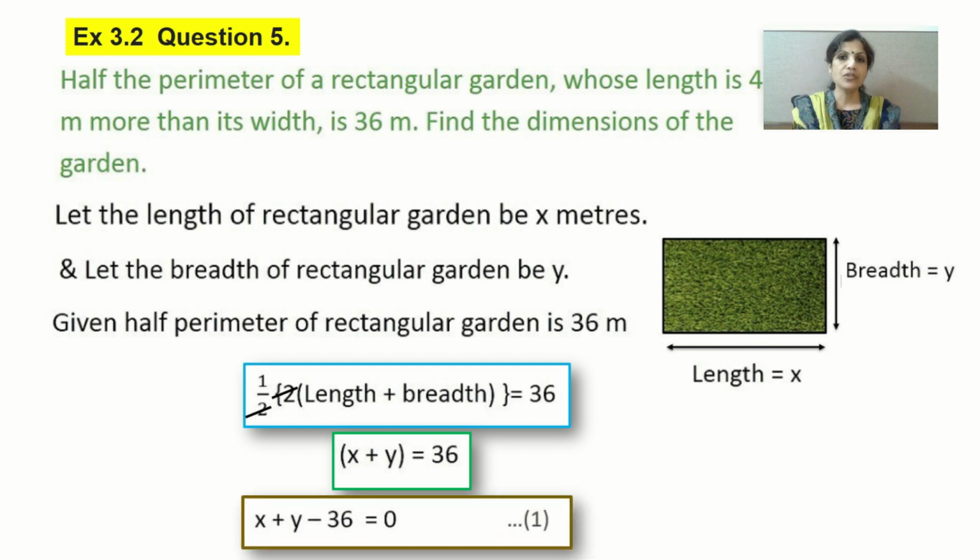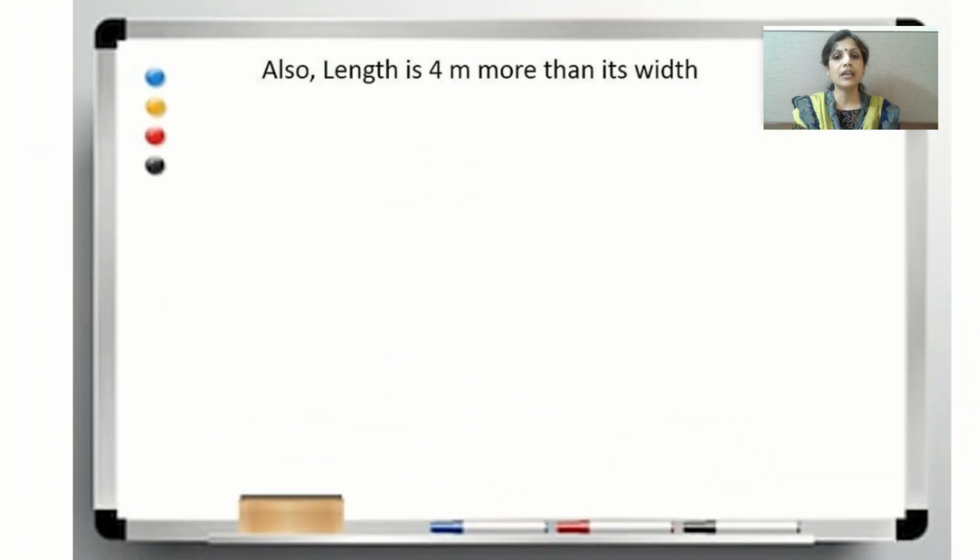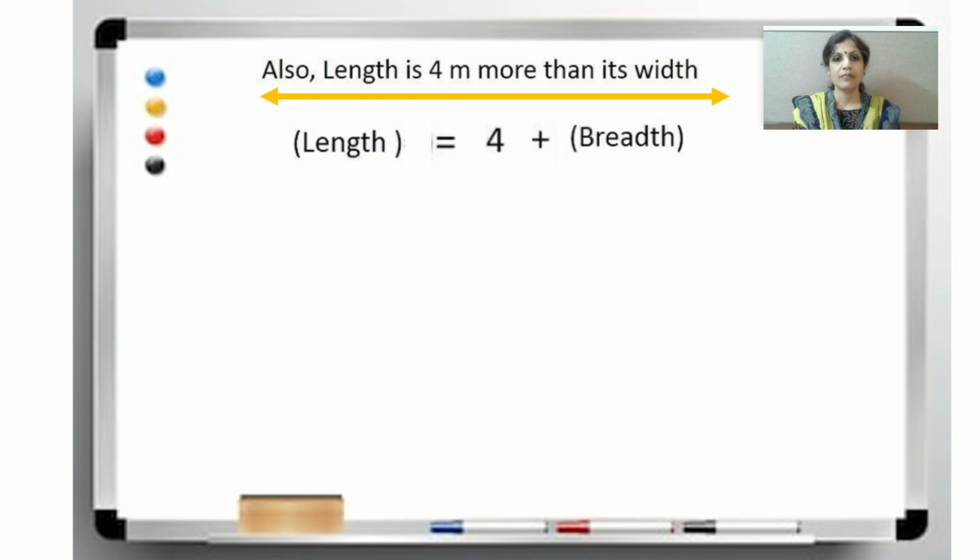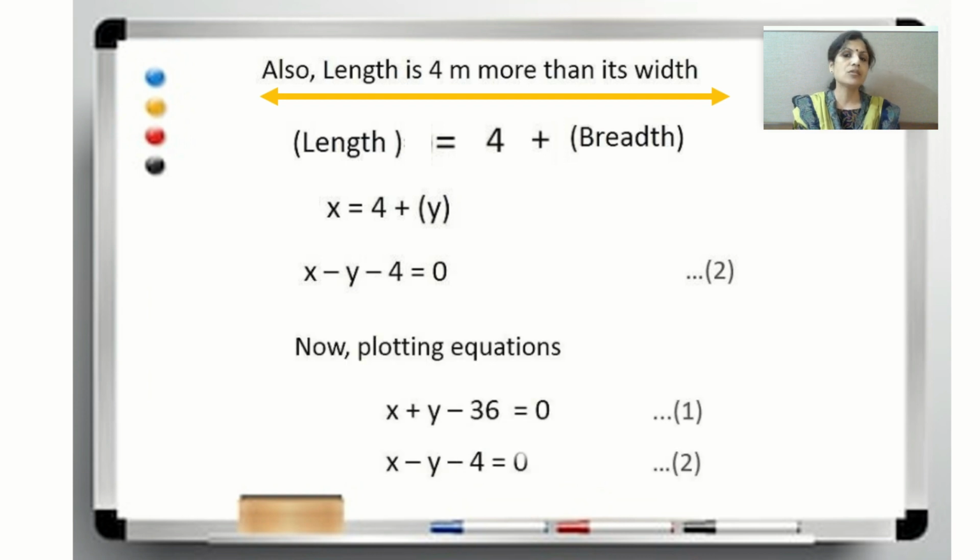Now according to the condition which is given to us, that the length is 4 meter more than its width. So how will we put this in the form of equation? Length is 4 meter more than its width. We have taken length as x, width as y. So x is equal to 4 plus y. So we'll write this equation as x minus y minus 4 is equal to 0, and we'll consider this as our second equation. Now we have two equations with us. We will plot these two equations on the graph and find out the solution.